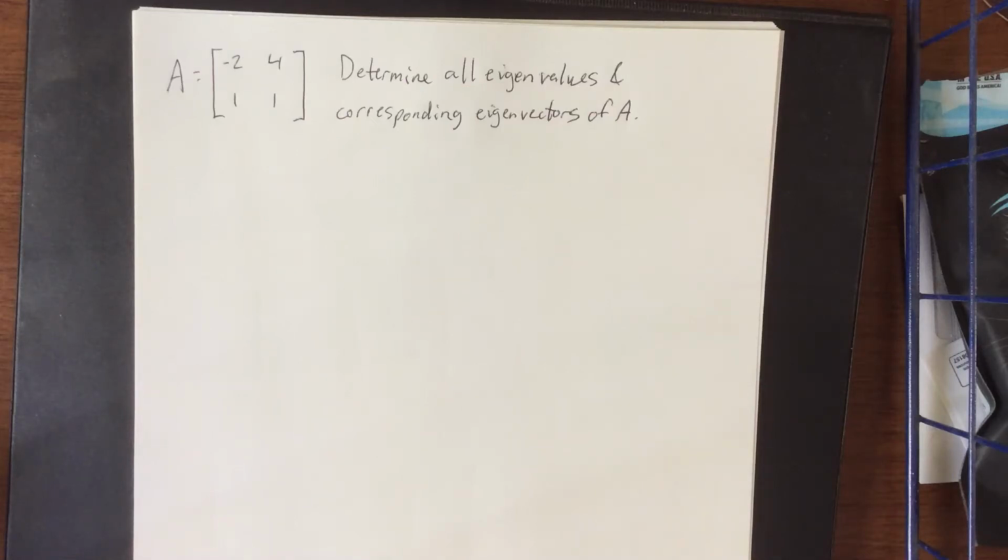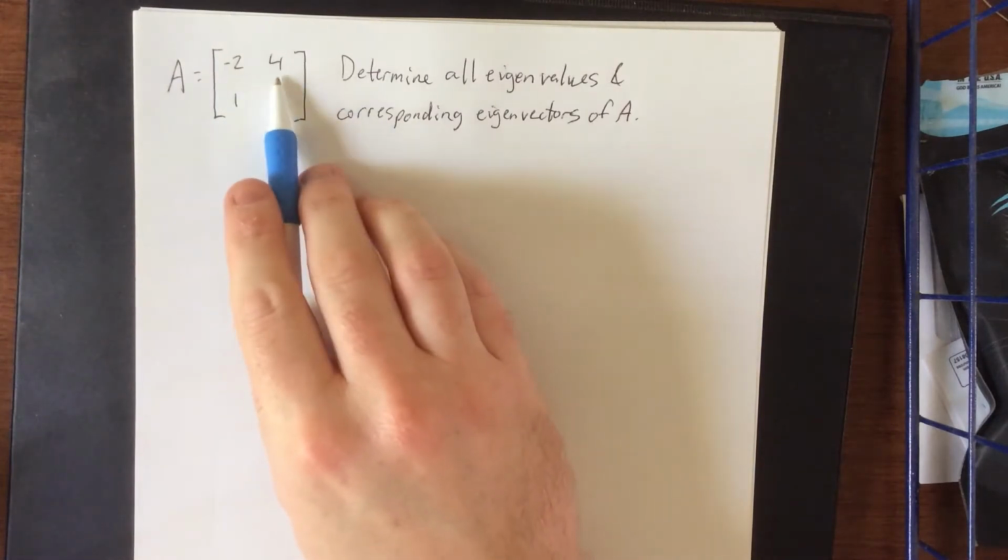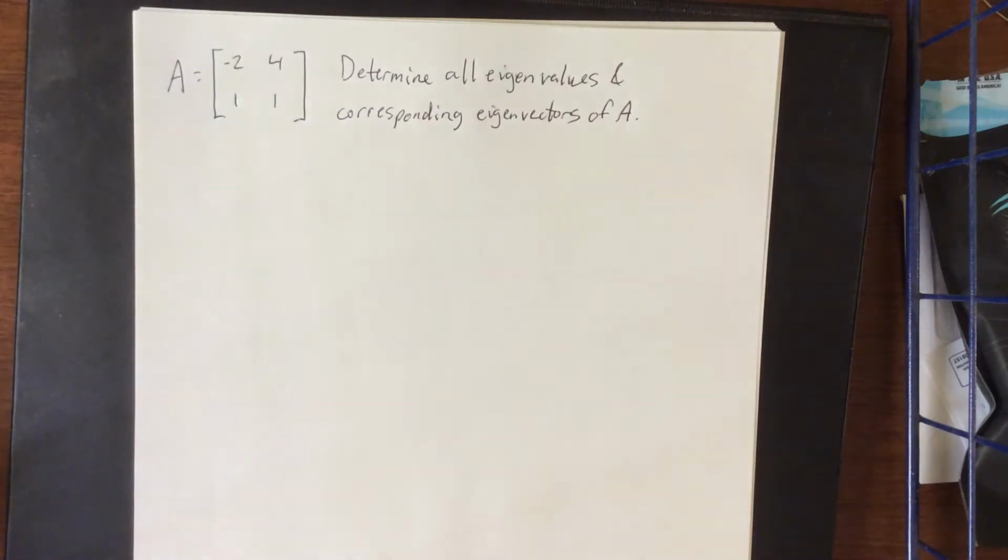In this example, we're going to be finding some eigenvalues and corresponding eigenvectors. We have ourselves a 2 by 2 matrix by the name of A. First row of A is -2, 4. Second row of A is 1, 1.